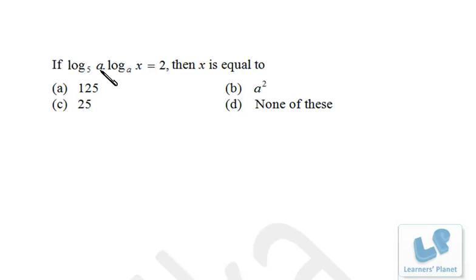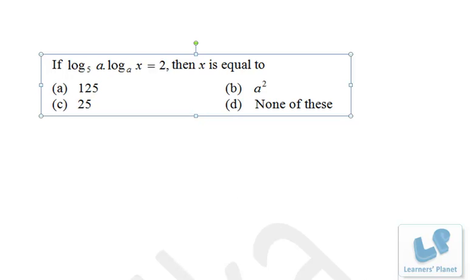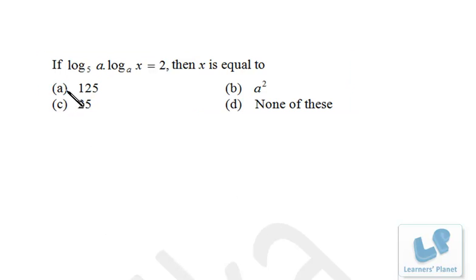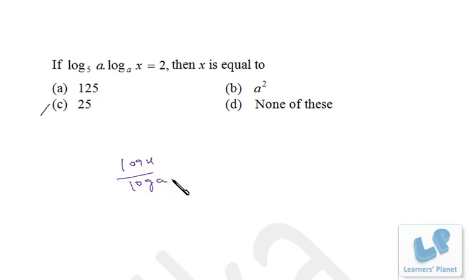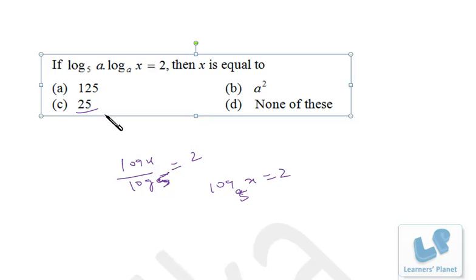Once again, here base is a, and here index is a, right? So this is actually log of a by log of 5, and this is log of x by log of a. So finally you are left with log of x by log of a. That's 2. So this can be written as log of x to the base a, and that's 2. So that means, I'm sorry, this is 5 actually. So this is 5. That means 5 square is equal to x. That means x is 25. Okay.